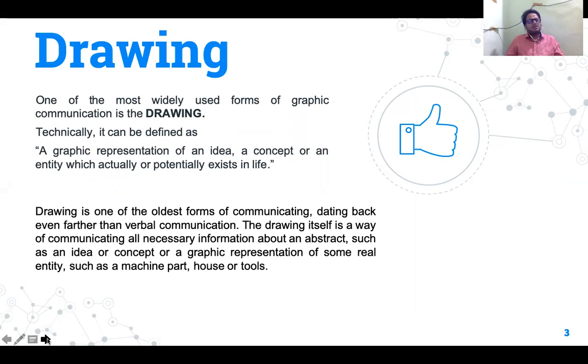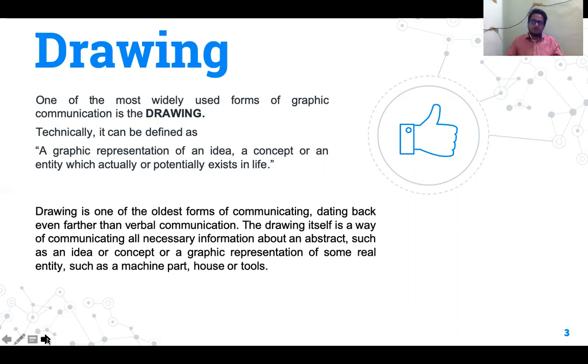It is the oldest form of communication, dating back even further than verbal communication. In older times, when civilization had not yet developed, we as Homo sapiens were communicating with each other with some symbols. We didn't have language, we didn't have grammar to talk to each other. So we used these graphical representations.